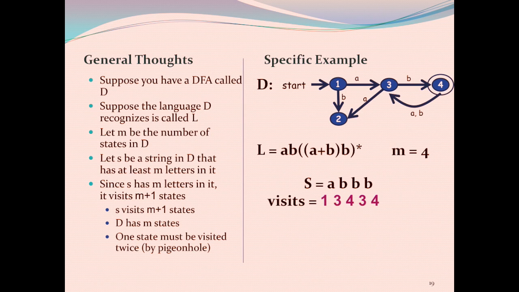Now, let's assume for a minute I have M letters in it and visit M plus 1 states. I have M states, so there has to be some state that I visit twice, right? In this case, if I look at my specific example, I visit 3 twice, and I also visit 4 twice. Now you can imagine if I have more than M letters in it, I'm going to visit more than M plus 1 states, and so I'm going to potentially have even more repeats.